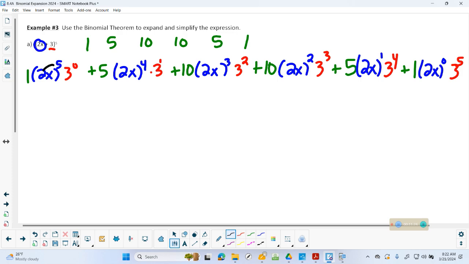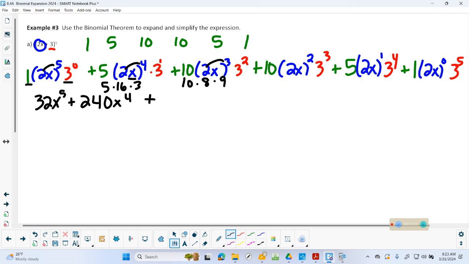Now, 2 to the 5th, hopefully maybe you know it, punch that in your calculator. It's 32. I'm going to have x to the 5th. 3 to the 0 is 1. So times 1, we don't need to put the 1. Then for the second term, I did 5. 2 to the 4th, I just know it, and 3 to the 1st, and of course 3. So I punched in 5 times 16 times 3, and I got 240. And of course, x to the 4th. Third term, 10, I punched in my calculator, 2 cubed, 3 squared. So I just did 10 times 8 times 9, 720. And we're going to have x cubed.